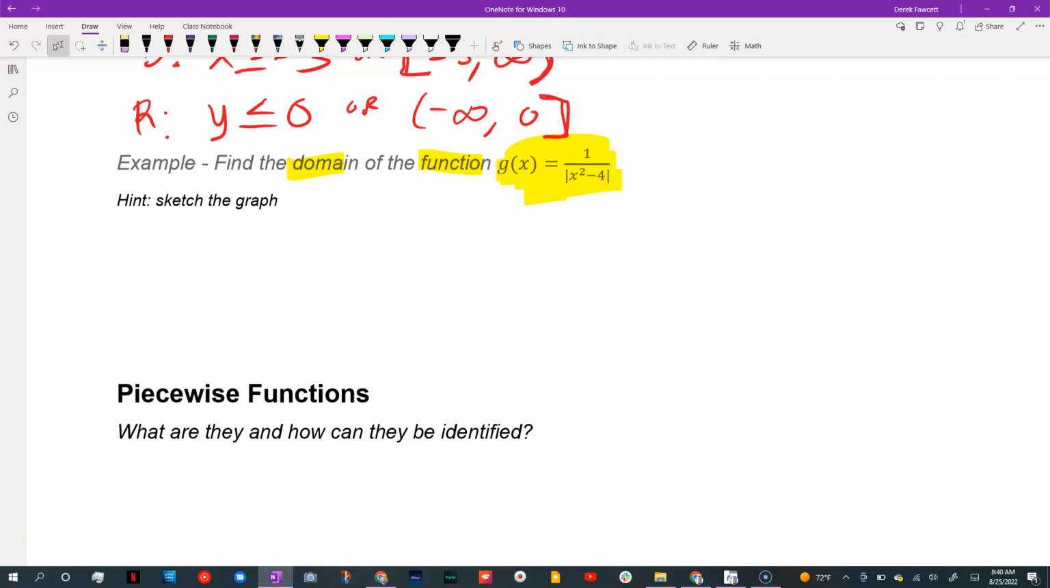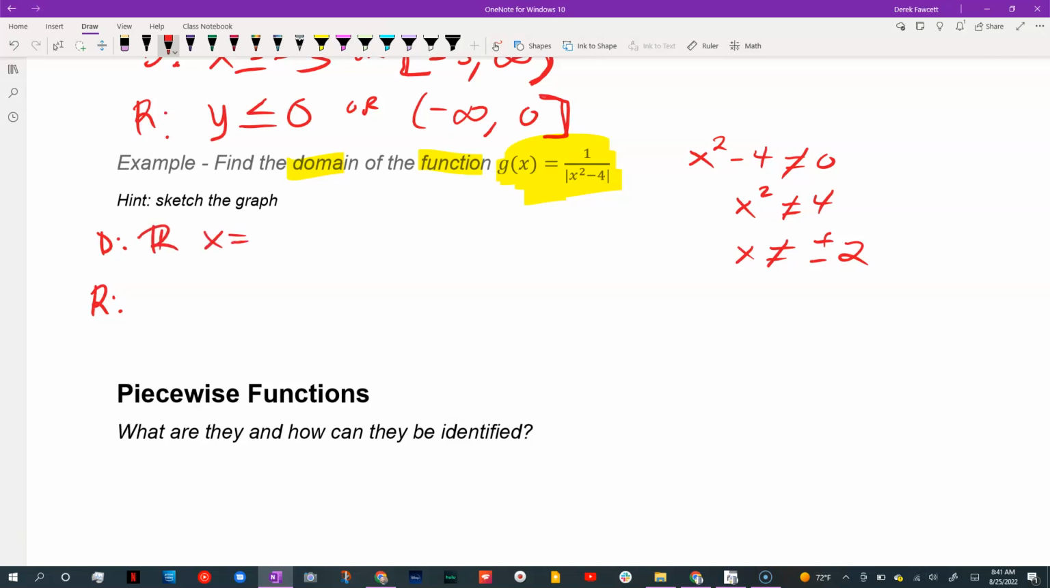All right, so thinking about our domain, again, we're going to write our domain and range over here. Thinking about the domain, the denominator cannot be 0. So if you set x squared minus 4 not equal to 0, and then you would add 4 over, you get x squared cannot be 4, so x cannot be positive or negative 2. Right, so that's one way. So x can be all reals, except x cannot be positive or negative 2.